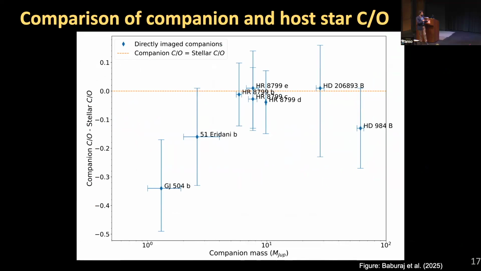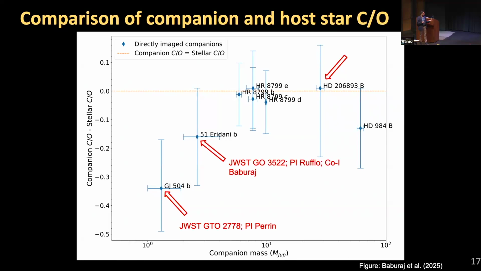But of all of these, GJ504b, 51 Eridani b, and HD206893b all three have their C/O measurements only using ground-based photometry or low-resolution spectra from instruments like GPI, SPHERE, or GRAVITY, which is why there are ongoing JWST programs for all three of them. For GJ504, there's a GTO program, which I am leading the analysis for. 51 Eridani has a GO program, which I am a co-I on. And HD206893b has a GO program for which I am the PI.